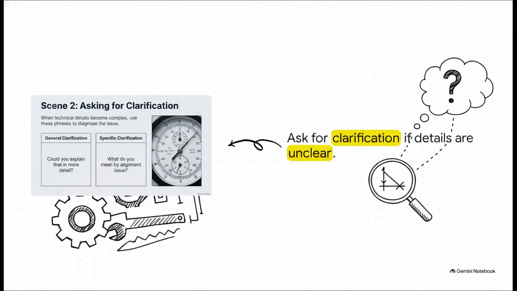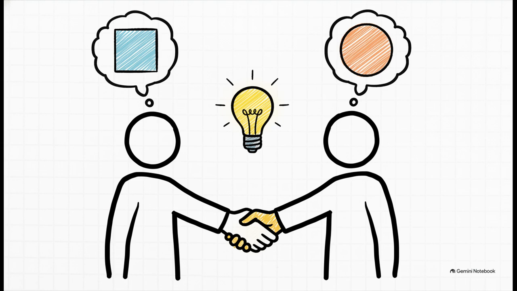Similarly, what happens when technical details get a bit complicated? See, someone mentions a tricky tolerance issue on the CNC machine and the technical information is totally unclear. Well, your purpose is to ask for clarification. Don't just sit there in silence. You can ask for general clarification by saying, "Could you explain that in more detail?" Or go for specific clarification. "What exactly do you mean by alignment issue?" Let's look at another common purpose. What if you have a totally different view on how to actually fix the machine?